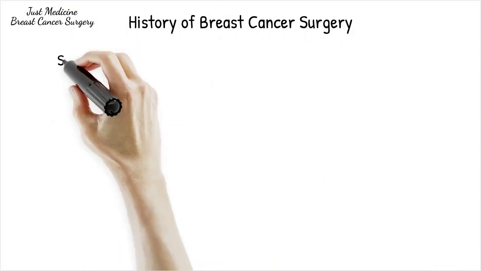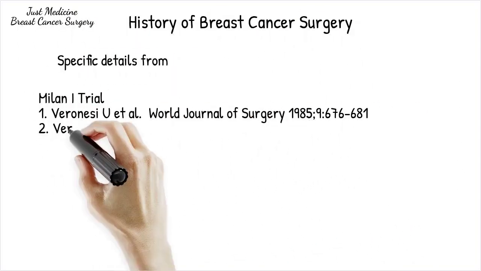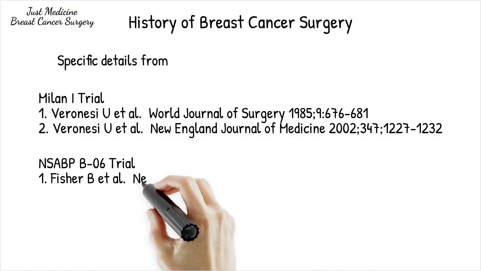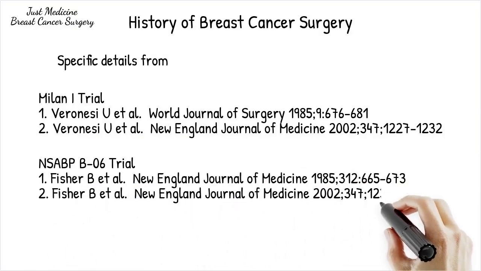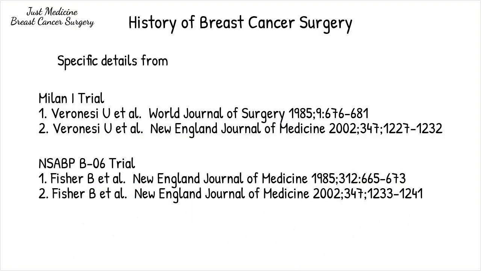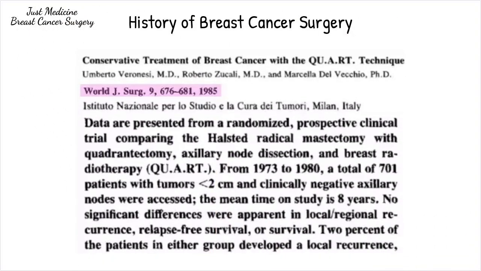There were multiple reports published from the Milan 1 and NSABP B06 studies, but these are the 4 that we will focus on for this video. Here we see an excerpt from the published report in 1985 for the Milan 1 trial. As discussed previously, the treatment outcomes for women who underwent quadrantectomy and mastectomy were analysed.